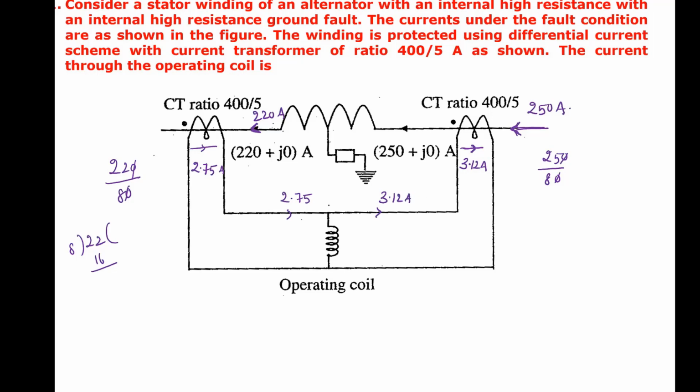How much current will flow through the relay in this direction? The current that flows is the difference between these two, that is 0.37 ampere. Understand? Since this is the current flowing through the relay operating coil, that is 0.37 ampere. Understand? That is the answer. Okay.